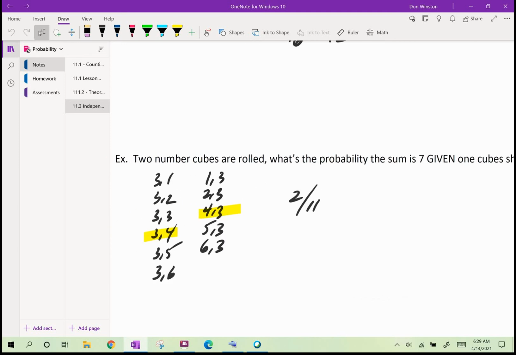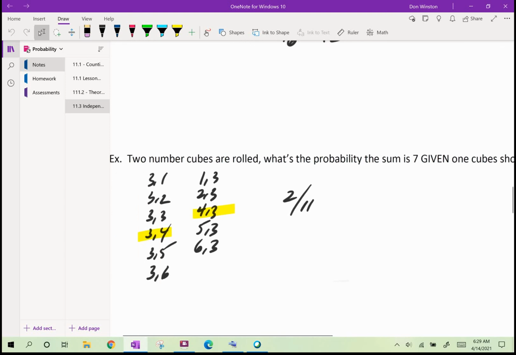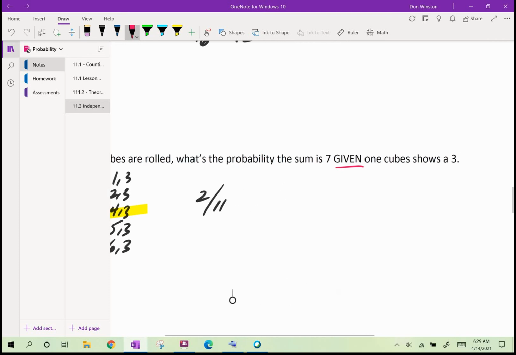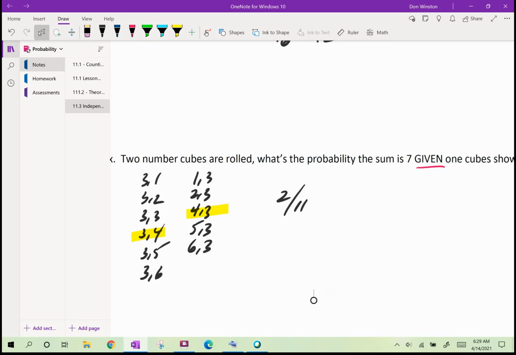What's the probability that the sum is 7 given one cube shows a 3? 3,4 and 4,3 are my event space, my favorable outcomes. So the probability will be 2 over 11. So you see, with given, you have a reduced sample space, we have more information. We know that one of the cubes showed a 3. 2 out of 11 would be the probability.